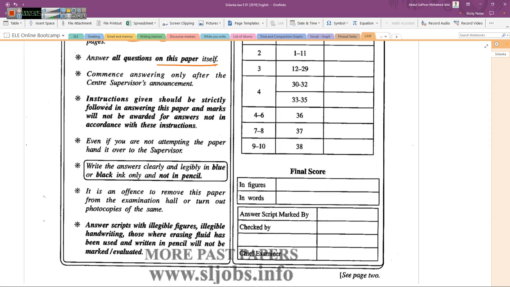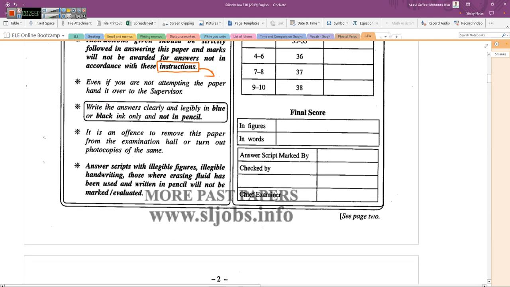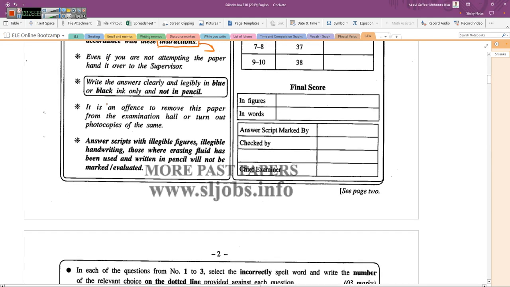Instructions given should be strictly followed in answering this paper, and marks will not be awarded for answers not in accordance with these instructions, right? Always follow the instructions, because you are going to become a lawyer, so you are supposed to abide by the laws. Otherwise you cannot establish justice in the country. It is mandatory to follow the rules as lawyers or law aspirants.